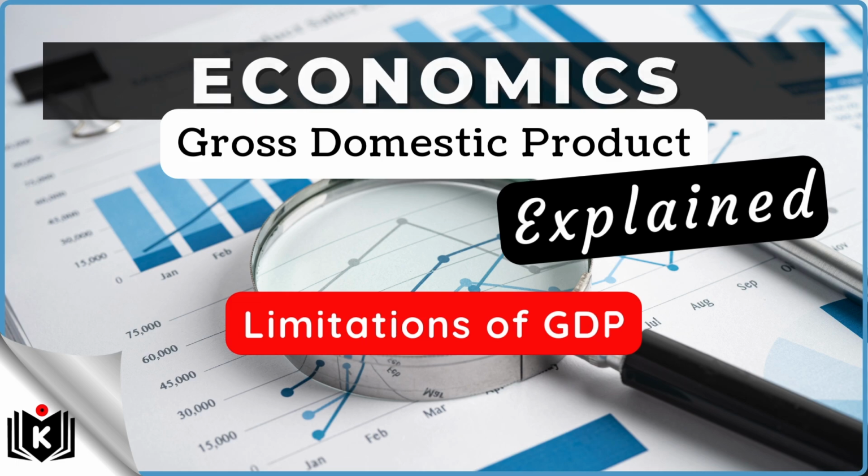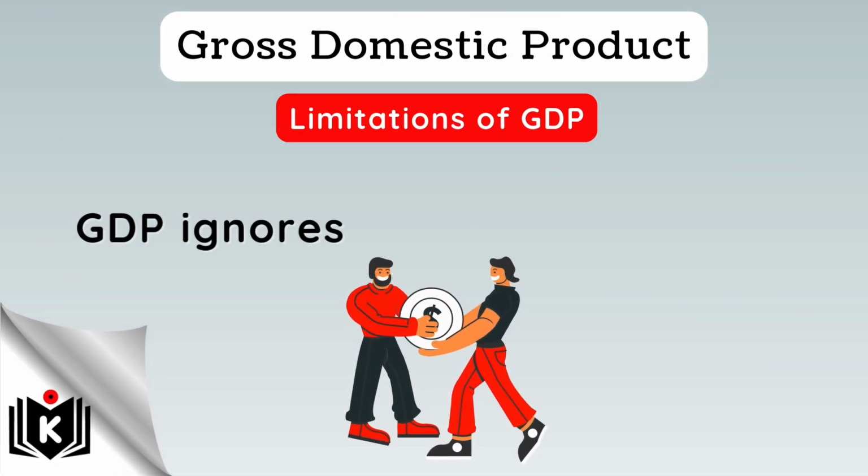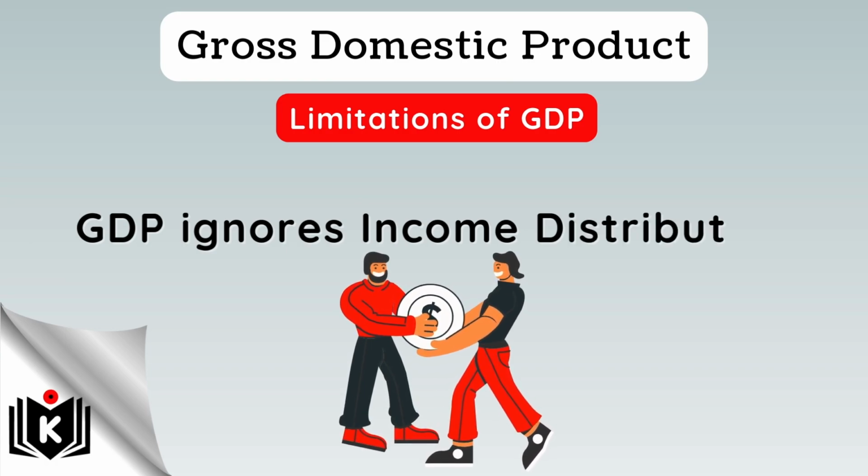Let's discuss some of them. Firstly, GDP is determined by aggregating the total economic output, without revealing how income is distributed among a population. This means that a country might have a high GDP, while a significant portion of its citizens struggle with low incomes. This essentially indicates that GDP growth does not necessarily equate to improved living standards for everyone.